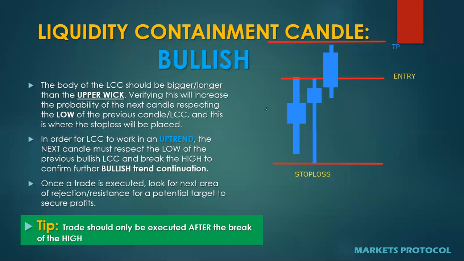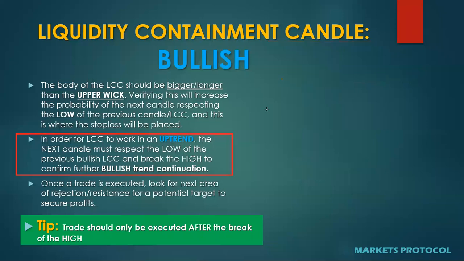In order for liquidity containment candle to work in an uptrend, the next candle must respect the low of the previous bullish liquidity containment candle and break the high to confirm further bullish trend continuation. Okay, just like we talked about. Let's have the drawing on the right hand side over here so we can keep referring back to it.